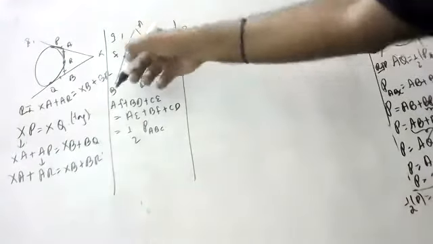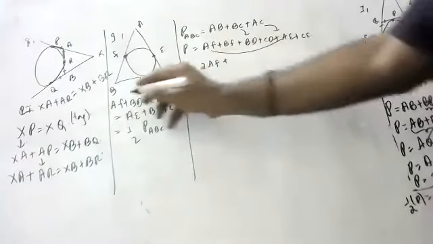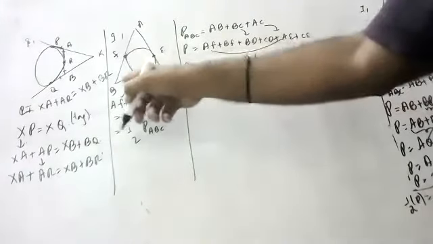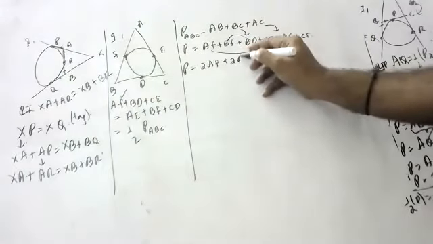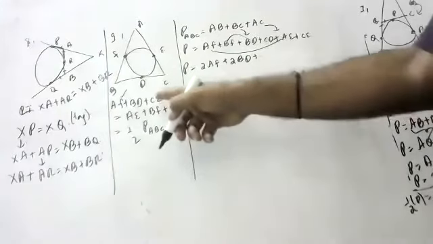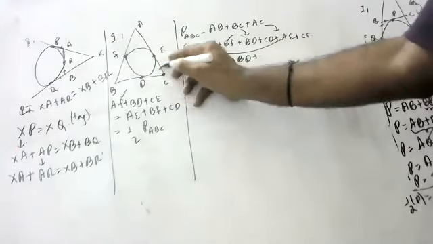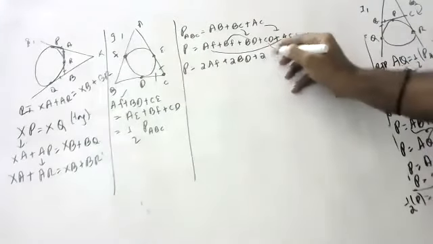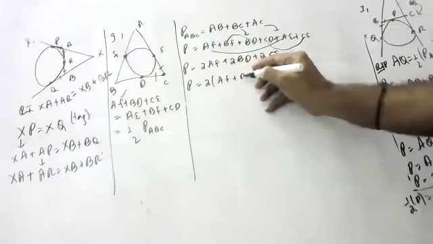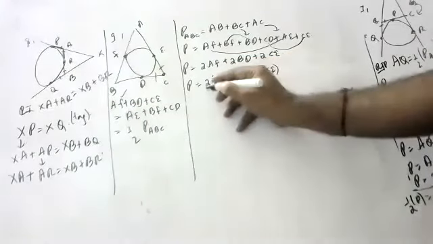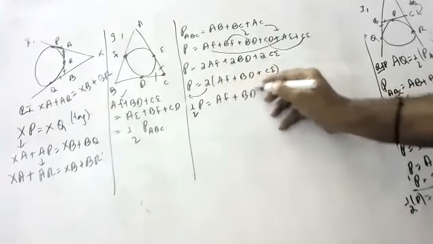AF and AE are equal, so can I write 2AF? Yes, sir. BD and BF are equal, so can I write 2BF? Yes. CE and CD are equal, so 2CE. So the perimeter is equal to 2 times AF plus BD plus CE. So half of the perimeter of ABC is equal to AF plus BD plus CE.